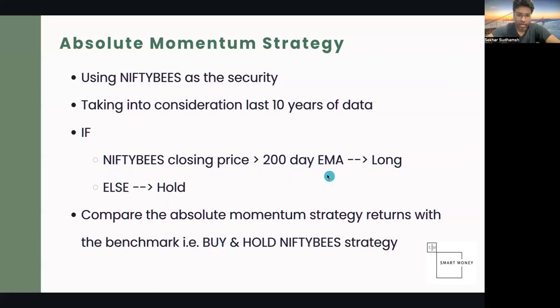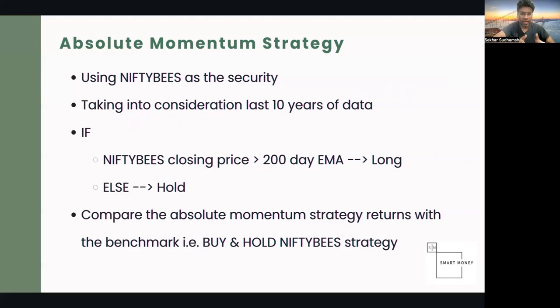If NIFTYBEES closing price is less than or equal to the 200-day exponential moving average, then I'm going to hold. I'm not going to sell. I'm just going to hold till, again, a new long scenario comes into picture. So that is, in simple words, my idea. And I've taken the last 10 years of data for this analysis.